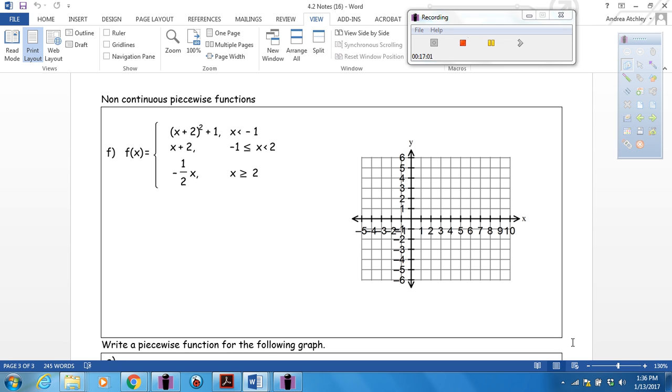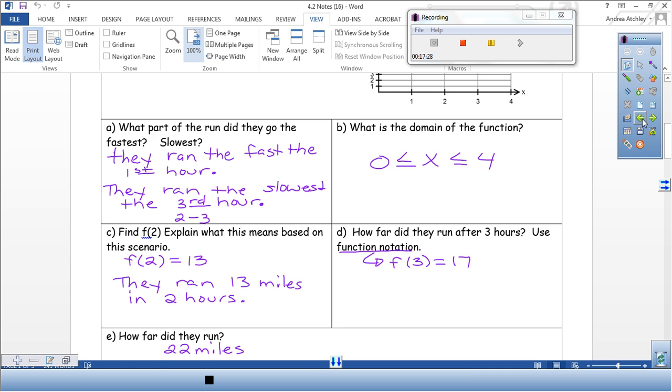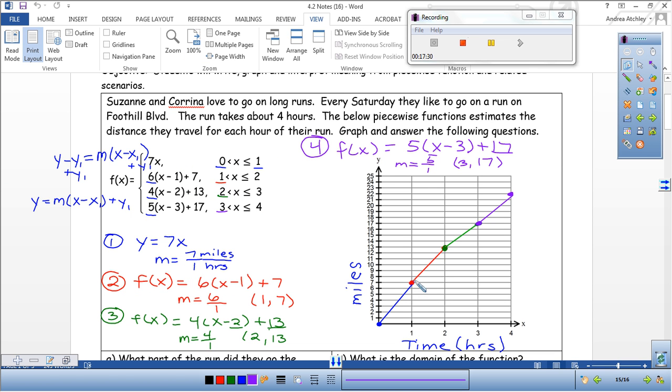Okay, so we skip the back and we go to the next page. Everyone has this page. We're going to talk now about non-continuous piecewise functions. What we've been doing so far, all of our lines are connected. There's no spaces in between them. So now we're going to graph piecewise functions that will have spaces. They won't all connect and make one kind of shape. They'll be separated.